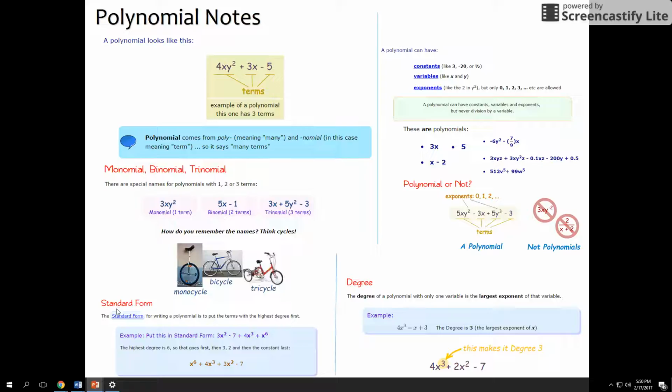Lastly, if you want to write your polynomial in what we call standard form, that means that you will arrange your terms from the highest degree down to the lowest degree. So here we have x to the sixth first, 4x to the third comes next, and 3x squared, lastly, 7. The degree of the first term is a 6, the degree of the second term is a 3, the degree of the next term is a 2, and the last term has no variable, so it has a degree of 0.